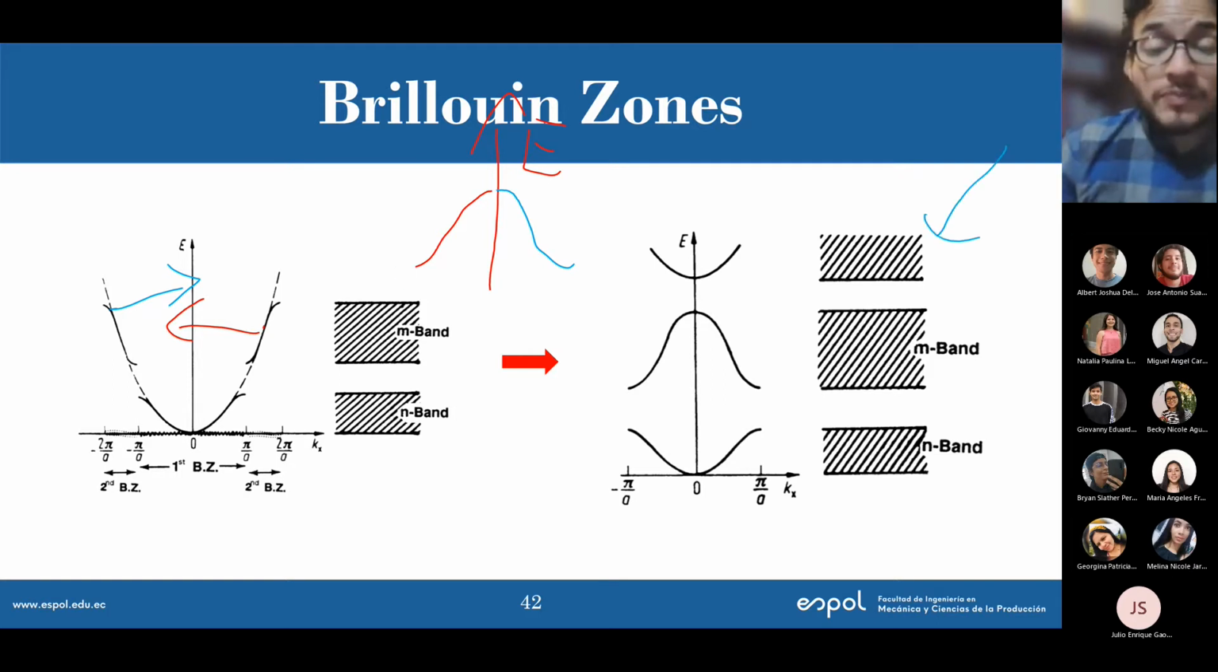We already saw this graph, right? This is called the reduction scheme. But what's the point here now? Why am I putting this graph again? Because of this periodicity, I don't actually need to represent all the Brillouin zones, because I can shift them by 2 pi over a or multiples of 2 pi over a and represent the entire information just in the first Brillouin zone.